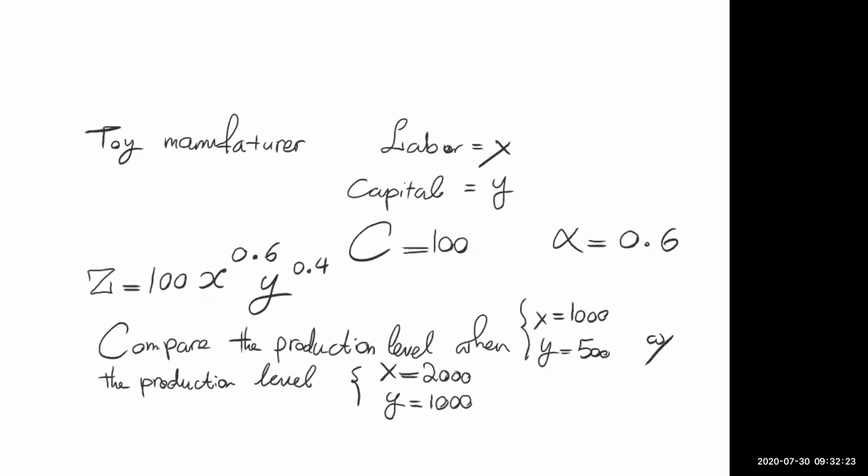Okay, so that's the question. So let's understand this question. The question says when x is equal to 1000 and y is equal to 500. First, let's understand what the production is in that case.